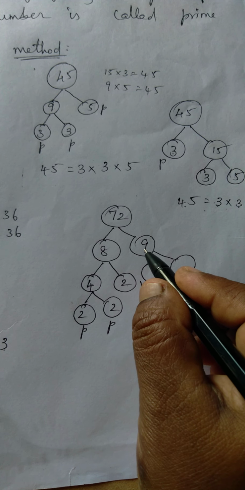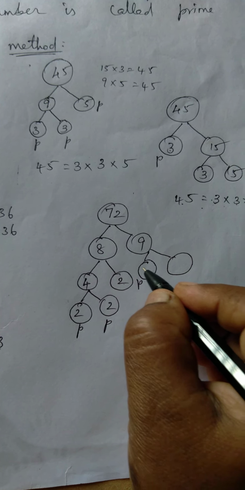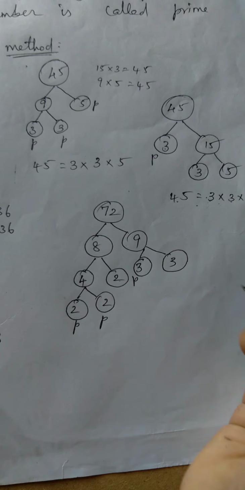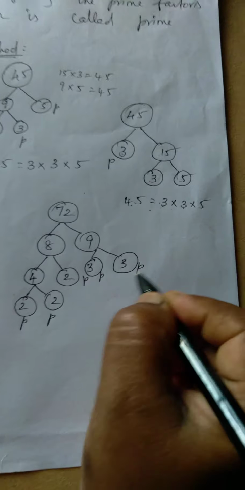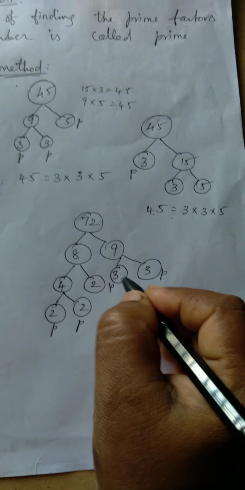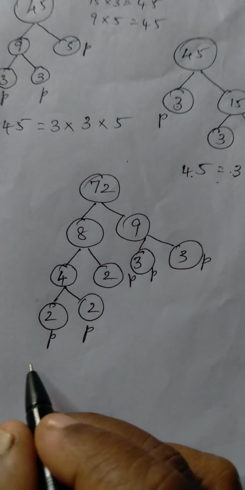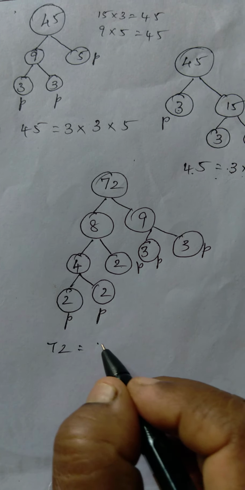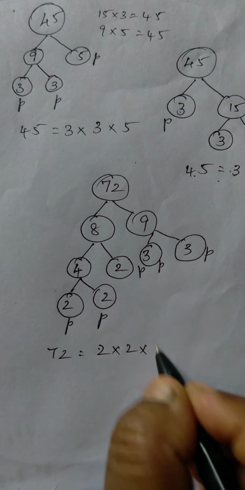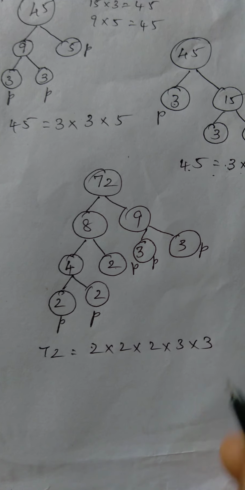Now 9, which you have to write as a product of prime factors. Which product gives 9? 3 3s are 9. So in both circles you write 3. 3 is already a prime number. Now no composite number, so you can stop. Now 72 is equal to, how do we write? What are the prime numbers? 2 into 2 into 2 into 3 into 3.